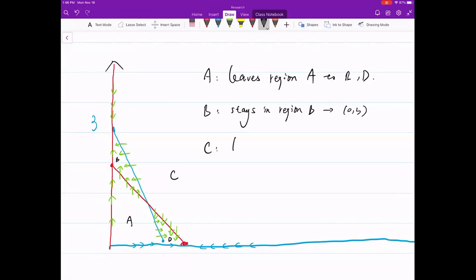C leaves region C to B and D. Which way you go really depends on which boundary you hit. If you hit this boundary, you go to B. If you hit this boundary, you go into D.